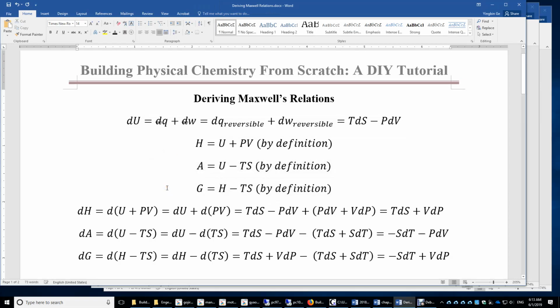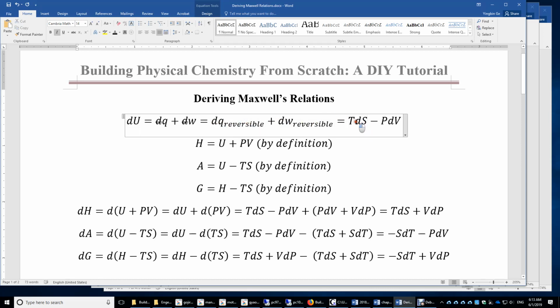In this video, I will derive Maxwell's relations. First, dU equals dq plus dw. This dq and dw are inexact differentials because q and w are path functions. However, because internal energy U is a state function, we can imagine a reversible process in which U is changed by dU, and thus dU equals dq reversible plus dw reversible, and dq reversible equals TdS by definition.